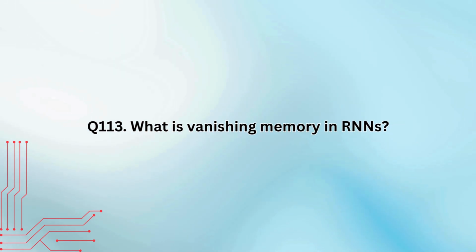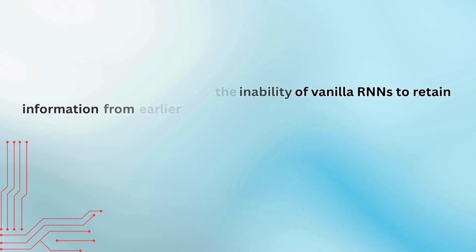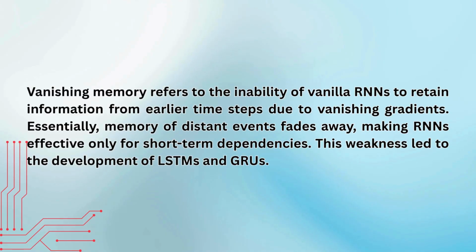What is vanishing memory in RNNs? Vanishing memory refers to the inability of vanilla RNNs to retain information from earlier time steps due to vanishing gradients. Essentially, memory of distant events fades away, making RNNs effective only for short-term dependencies. This weakness led to the development of LSTMs and GRUs.